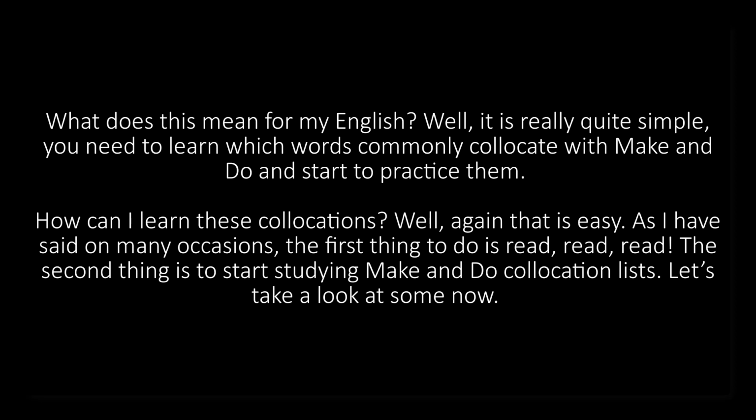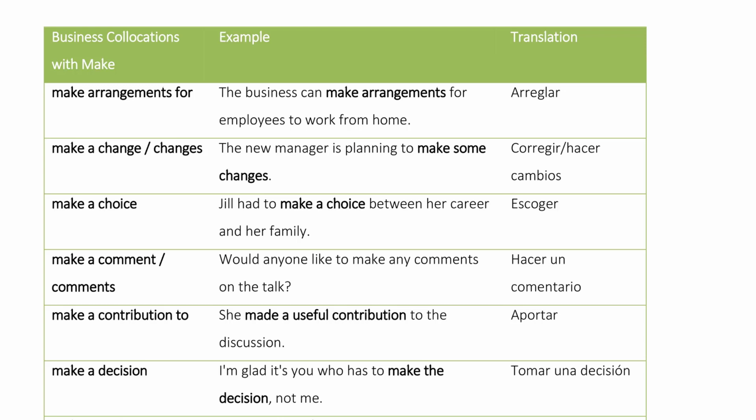Okay, so let's look at some business collocations with make and do. All right, the first one we're going to look at is the list with make. Okay, so make arrangements. Okay, as I said before, the business can make arrangements for employees to work from home. So that is to arreglar. Organizar, arreglar. Next one, make a change or make changes. The new manager is planning to make some changes. Corregir or hacer cambios. All right, so I'm putting the translation there for you as well.